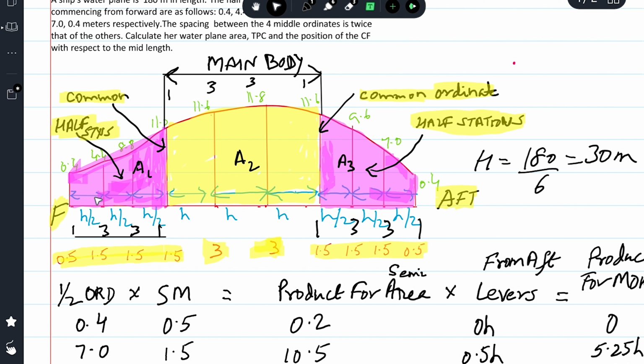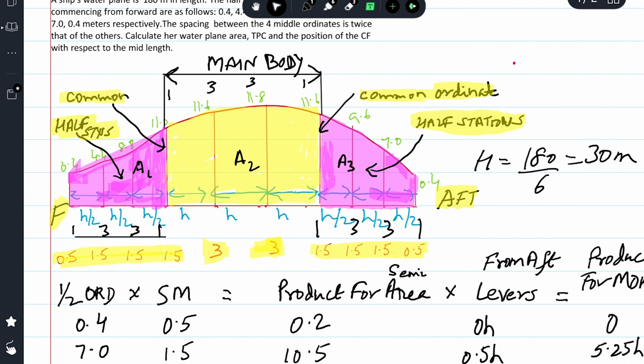Okay, so in the forward half station, we have 1, 2, 3, 4 ordinates and 3 sections. 4 ordinates means I can use rule number 2. Multipliers will be 1, 3, 3, 1. In the middle, again I have 1, 2, 3, 4 ordinates. Here also I can use rule number 2, 1, 3, 3, 1. Aft, again I have 3 sections and 4 ordinates. Again I can use rule number 2, 1, 3, 3, 1.